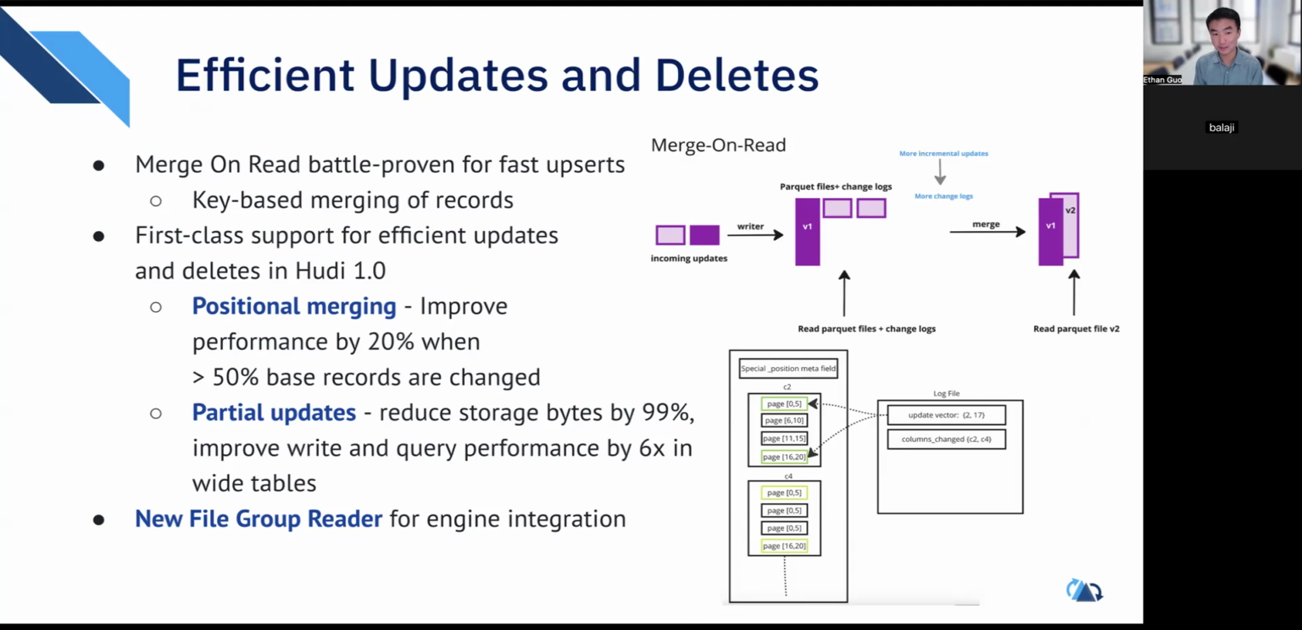We also natively support partial update with the log file in MOR table. We only encode the changed columns among a wide table. Let's say the data is only updated for a few columns or tens of columns among a wide table with thousands of columns, we only encode the change data of those tens of columns. In this way, we reduce the storage bytes by 99% for such wide tables and improve the write and query performance by 6x. This is natively supported now with MOR table in Hudi.